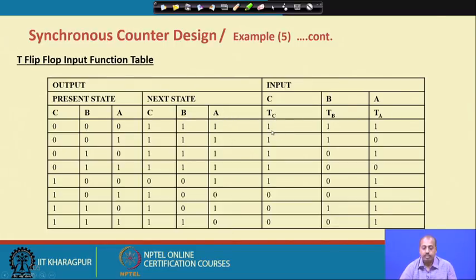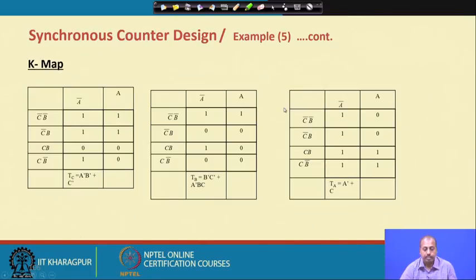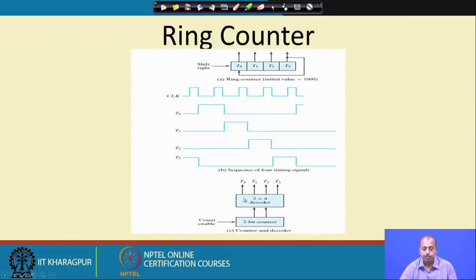Once this is done, the rest of the thing is simple. From this present state we want to apply TA, TB, TC like this. We have to derive the corresponding functions, and this TC turns out to be A bar B bar plus C bar, TB will turn out to be B bar C bar plus A bar B C, and TA will turn out to be A bar plus C. That way we can have this Karnaugh map for this T flip flop, and accordingly we can make the circuit for the T flip flop based realization.